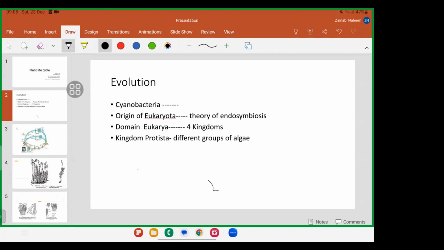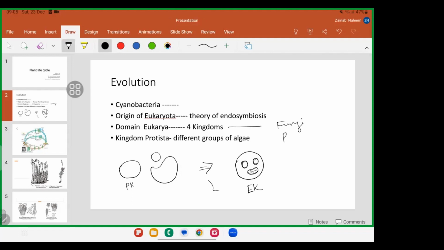Okay, so the theory is that there's a prokaryotic organism which engulfed another prokaryotic organism like this, and they became membrane-bound organelles like chloroplasts and the mitochondria. You all know, right? So the chloroplast and the mitochondria, they became the eukaryote. It is the theory of endosymbiosis. Then the eukaryote forms. So you know there are four kingdoms of eukaryote: the fungi, the protists, the plantae, and the animalia, right? So there are four kingdoms of eukaryotes.